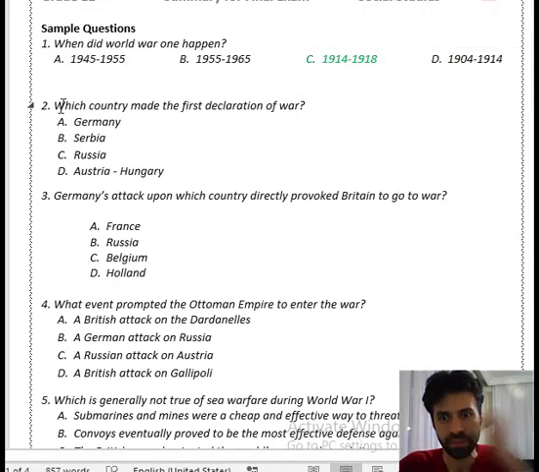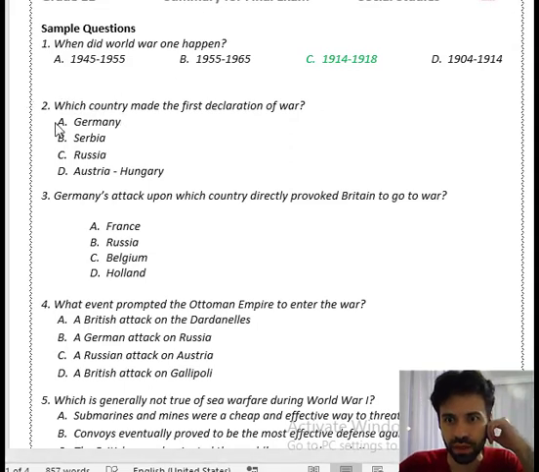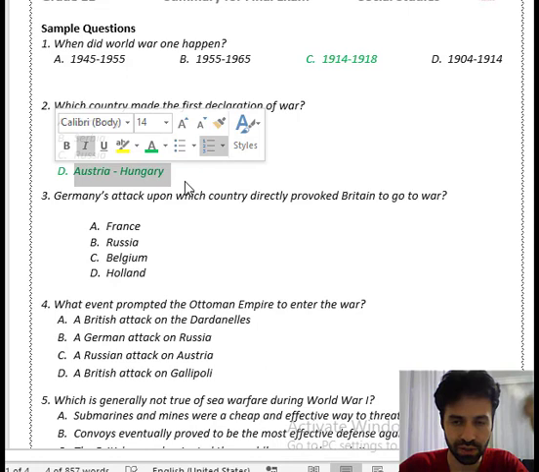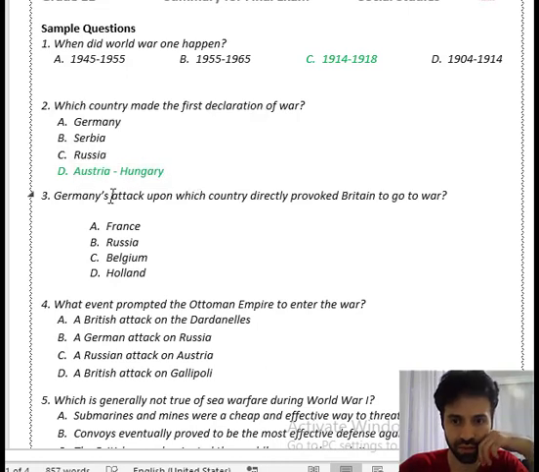Very good. Number 2. Which country made the first declaration of the war? Germany, Serbia, Russia, or Austria-Hungary? Think for a moment. Which one do you think? That's right. D is the correct answer. You can also pause after I ask the question. You can pause or search your book or search the internet for the correct answer.